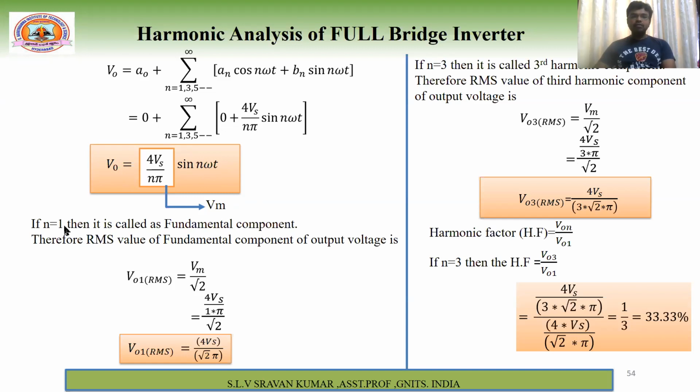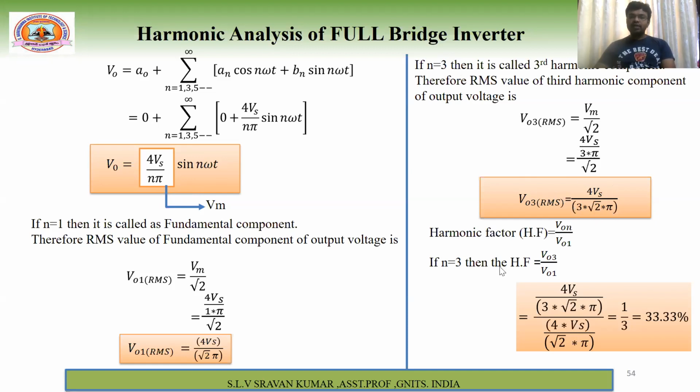If I substitute n is equal to 1, it is called the fundamental component. Therefore, V01 RMS is equal to Vm by root 2. Vm is 4 Vs by n pi with n is equal to 1, divided again by root 2. Finally you will get 4 Vs by root 2 pi. If n is equal to 3, that is called the third harmonic. Wherever n is there, you have to substitute 3. Finally V03 is equal to 4 Vs by 3 into root 2 into pi.